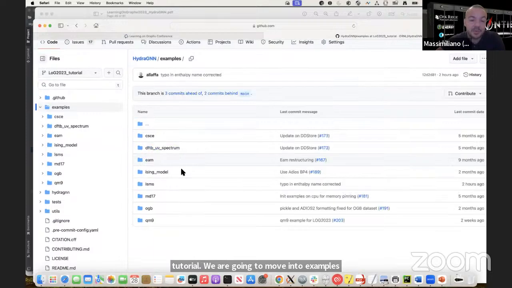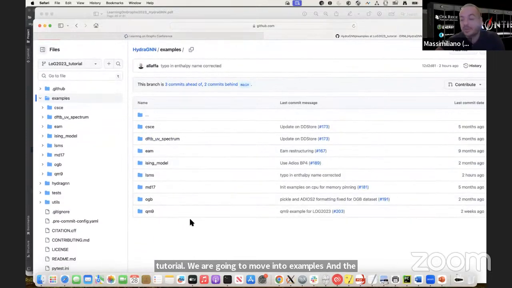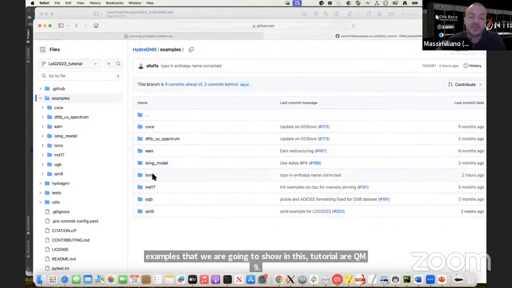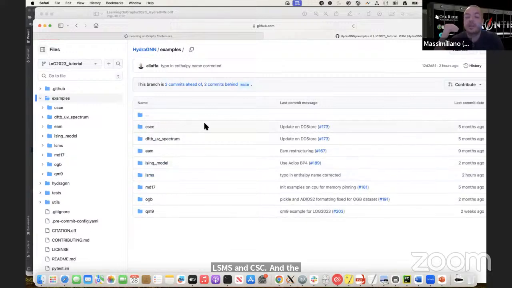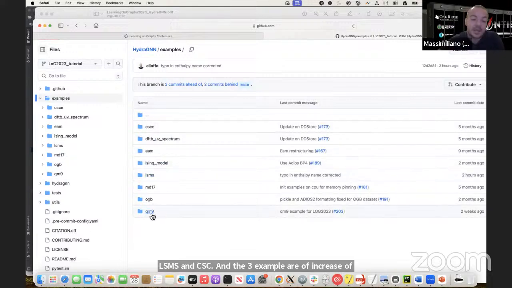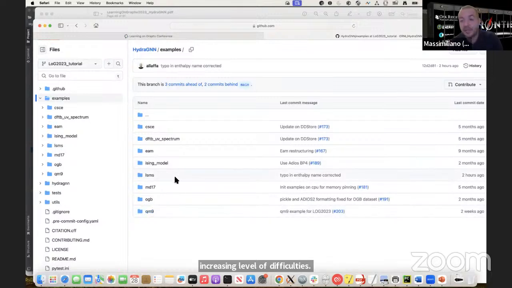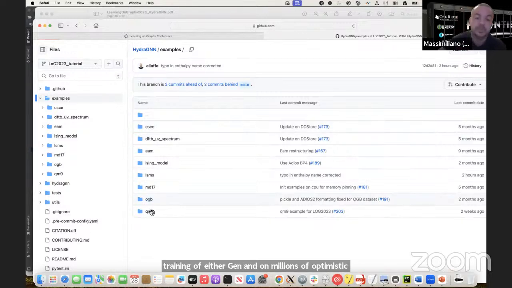And the examples that we are going to show in this tutorial are QM9, LSMS, and CSCE. And these three examples are of increasing level of difficulty. QM9 and LSMS, you can either run on your laptop or on a small-scale DGX machine, whereas Jean-Gul Choi will show the last example, which is CSCE, to scale the training of HydrogenNN on millions of atomistic structures using up to thousands of GPUs on the supercomputer.